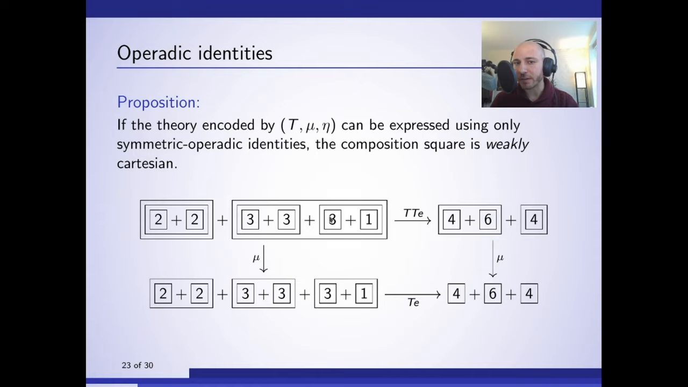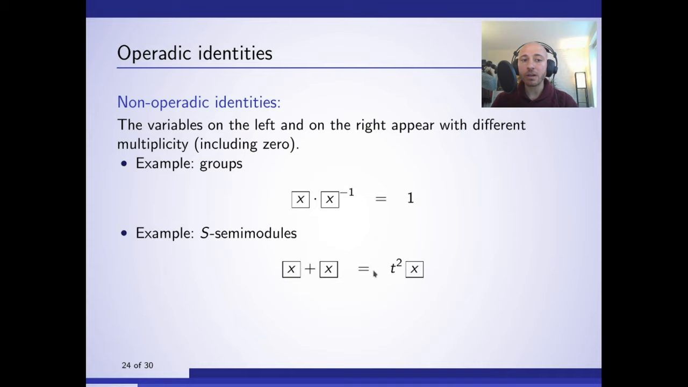Since our things are just boxes. But still, we can compose things, okay, in multiple ways to box them. All right, and now we go down to the worst case, non-operatic identities. What's a non-operatic identity? Well, that means that the variable on the left and on the right appear with different multiplicity, or don't appear at all, like zero multiplicity.